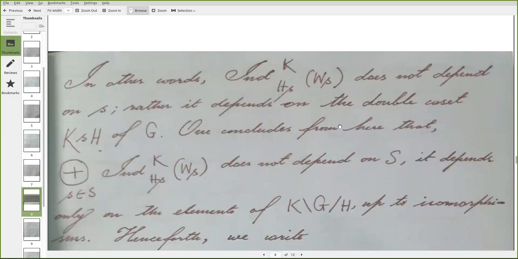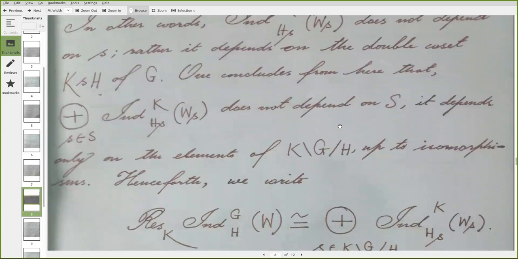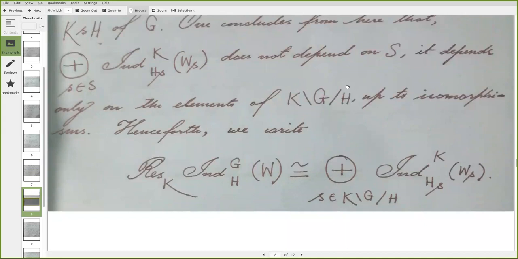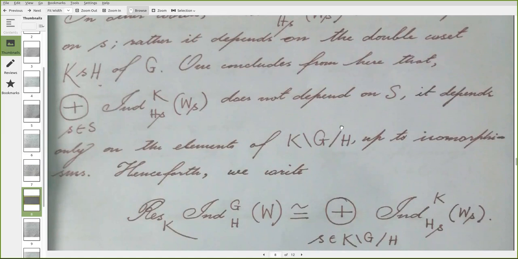And from that one concludes that the direct sum of the induced representations does not actually depend on S, the complete set of representatives. Rather, this sum depends on the elements of here. So let me first tell you what that notation means. Likewise, G modulo H shows the set of all left cosets; this notation shows the set of all double cosets of K and H, K from the left and H from the right.